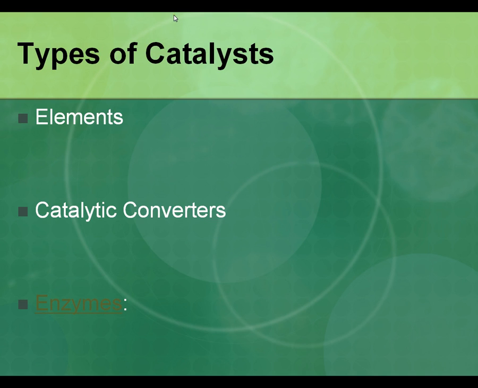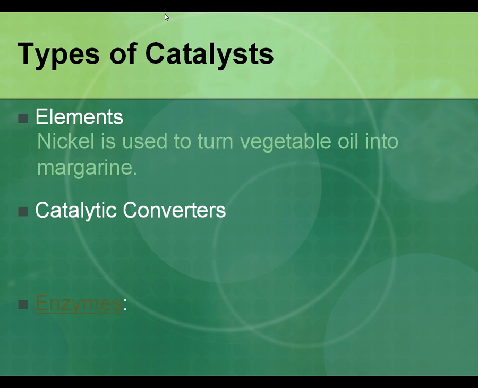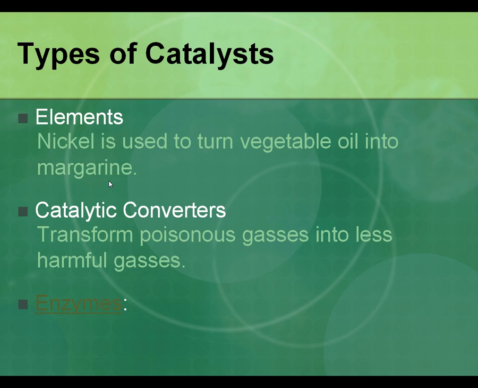There are many things in nature that can work as a catalyst. Elements can be used as catalysts, so nickel in its pure form is used to turn vegetable oil into margarine. That does not mean that there is nickel in margarine. It just means that it's the catalyst. It's the thing that enables us to turn vegetable oil into margarine. An example, catalytic converters act as a catalyst to transform poisonous gases into less harmful gases in motors.